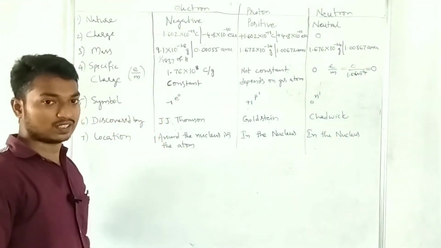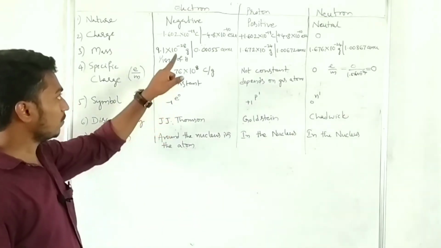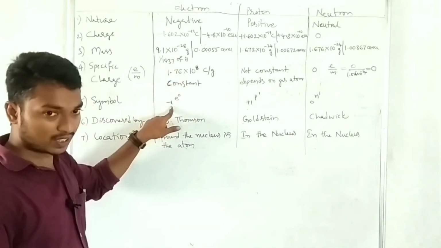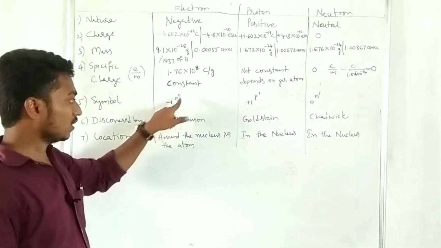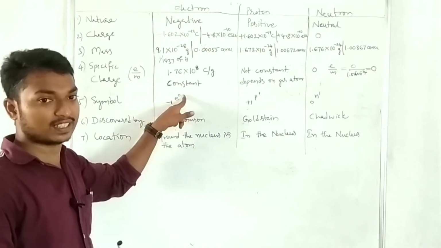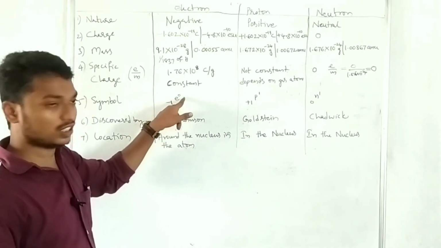And now the symbols for electrons, protons and neutrons. The symbol for the electron is minus 1, 0. Here minus 1 represents the charge of the electron, and 0 represents the mass of the electron. The mass of the electron is very negligible, hence we represent it with 0.